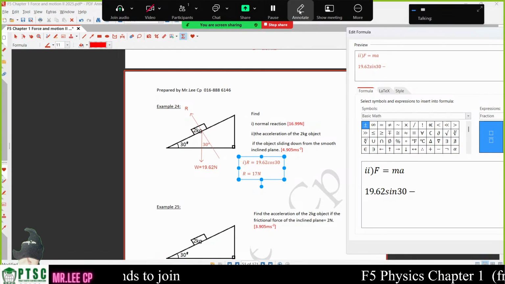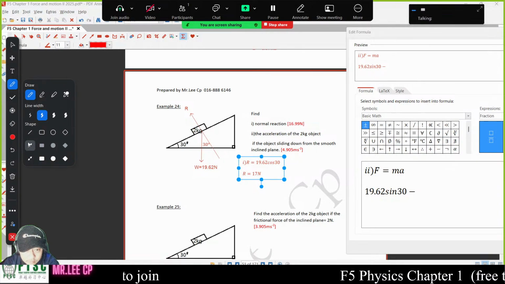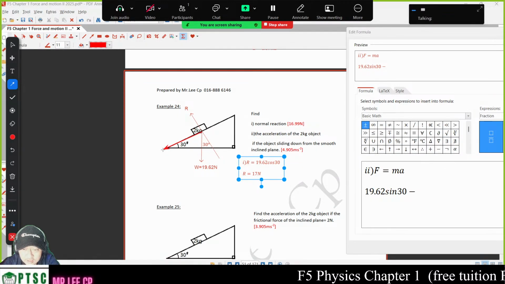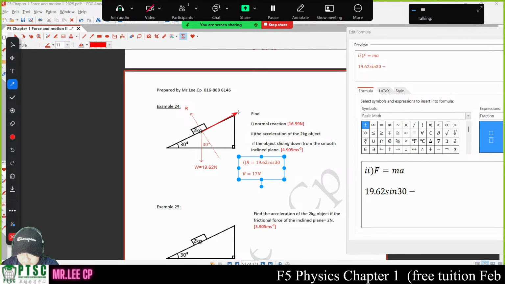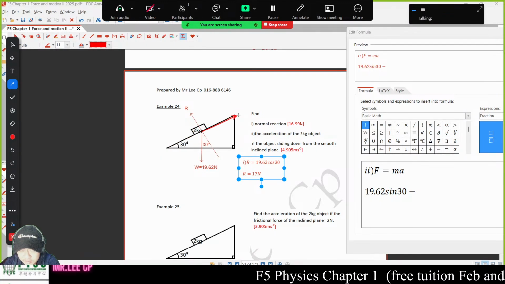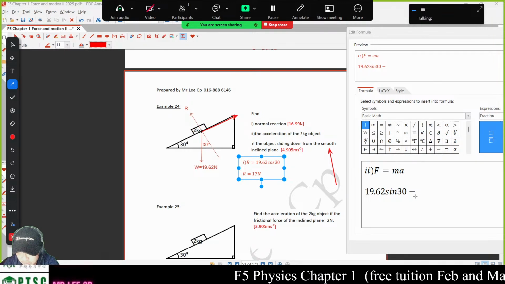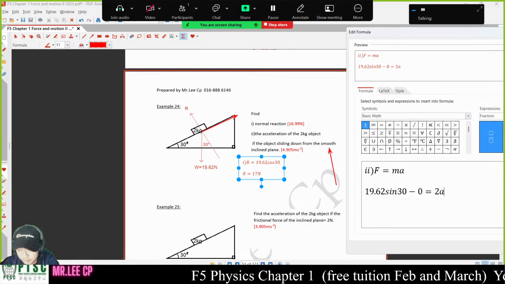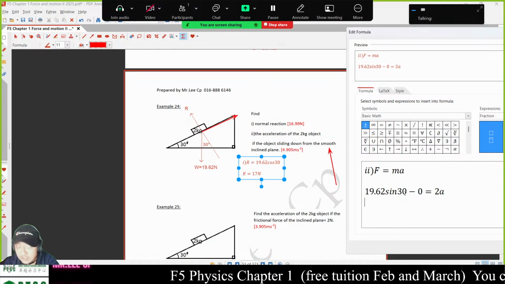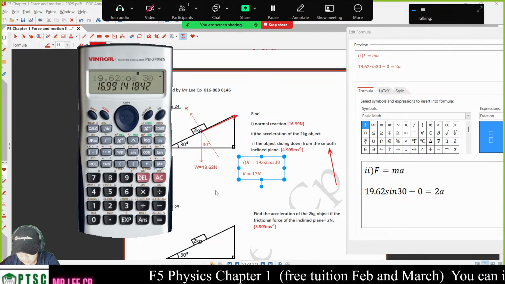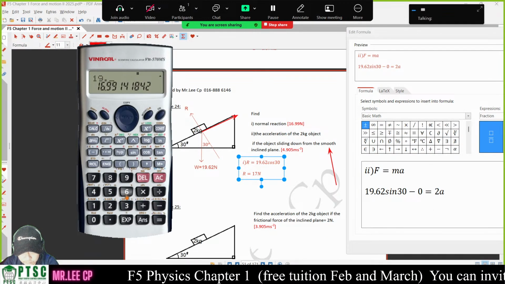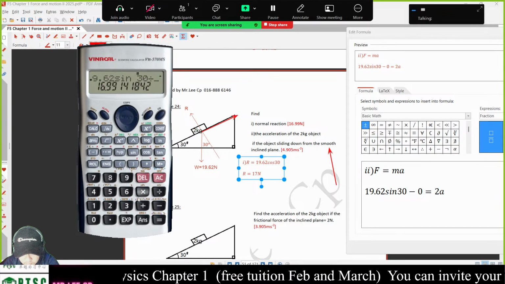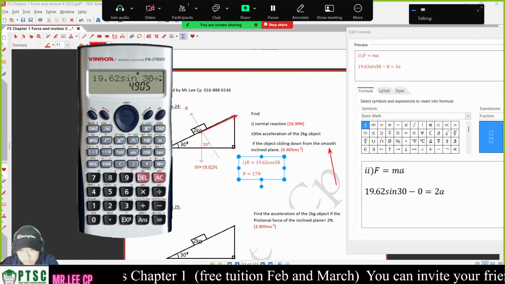Wait, one more time. 19.62 sine 30, bring to here already, minus the friction. Minus 0, no friction, smooth surface. Right? Minus 0 is equal to ma, 2a. So 19.62 sine 30 divided by 2. You get 4.905.